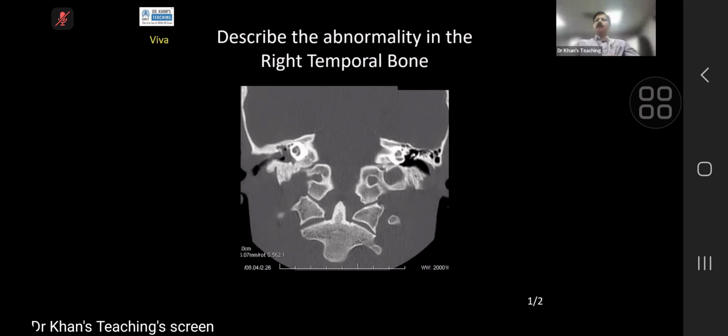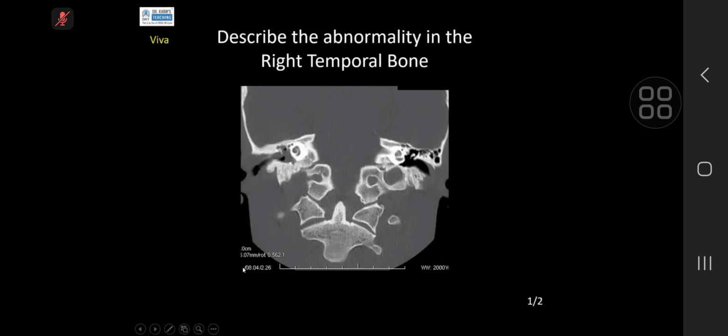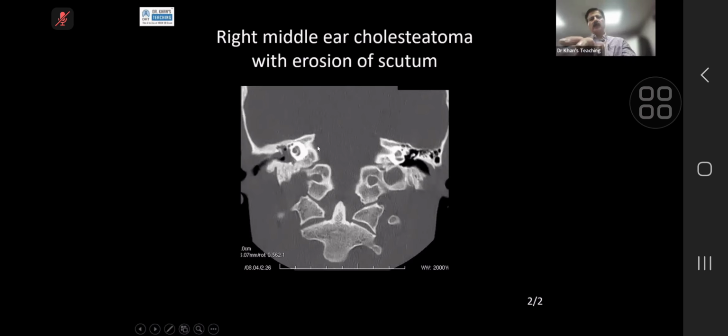So what is your differential or diagnosis? If it is a soft tissue density, then it's most likely in keeping with cholesteatoma, which has caused erosion of the bones. Right. Okay, good. Well done. Now, this is a cholesteatoma.